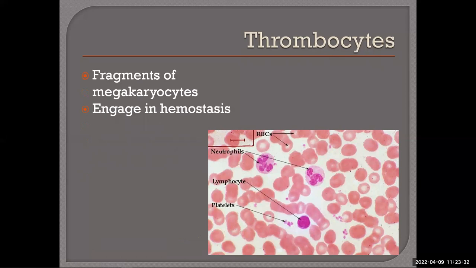Now the next ones are the thrombocytes, and these are just fragments of the megakaryocytes, and these engage in hemostasis. What is hemostasis? Balancing of blood cells? The internal balance, to regulate your internal environment? I know what you're thinking about. You're thinking about homeostasis, the maintenance of a constant internal environment. Hemostasis is stopping the bleeding and initiating the repair.